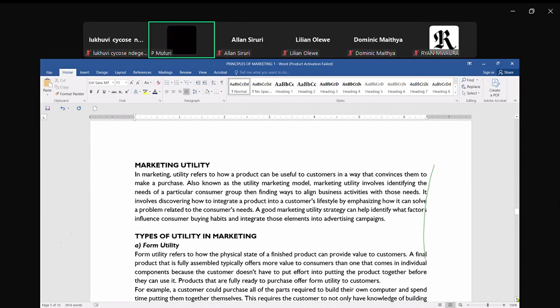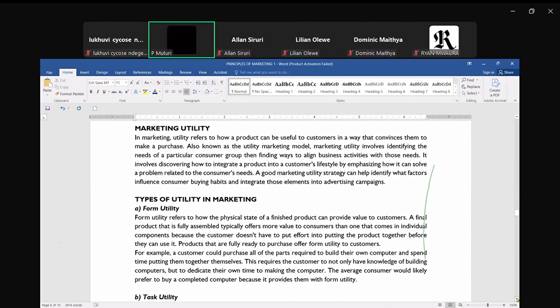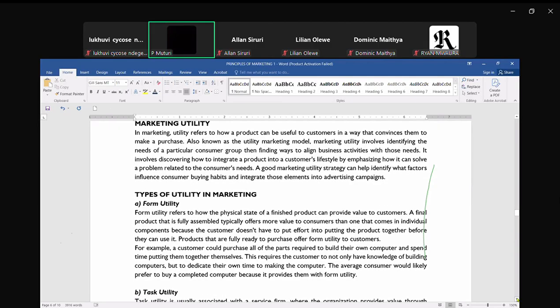Marketing utility. What is marketing utility? So another key topic here, marketing utility. What is utility? Utility generally refers to value. So utility refers to how a product can be useful, the usefulness of something. So utility refers to how a product or a service can be useful to the consumers in a way that convinces them that they need to part with something. You don't buy something that is not of value to you.